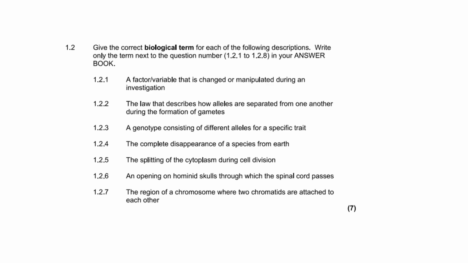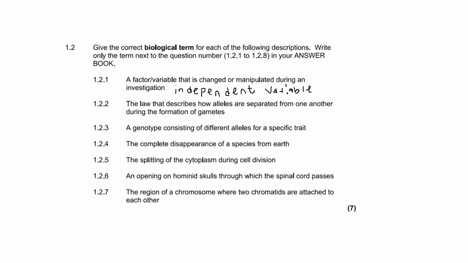Now let's go to biological terms, which will be more about definitions. 1.2.1, a variable that is changed or manipulated during an investigation, that's what we call an independent variable. That's what you can change or manipulate during the investigation. The other one that depends on this one is the dependent variable. The independent variable can be time, anything on your x-axis that you change all the time, because I can go from 2 seconds to 10 seconds, so I'm changing it all the time.